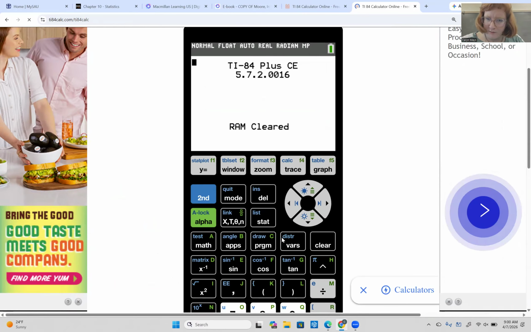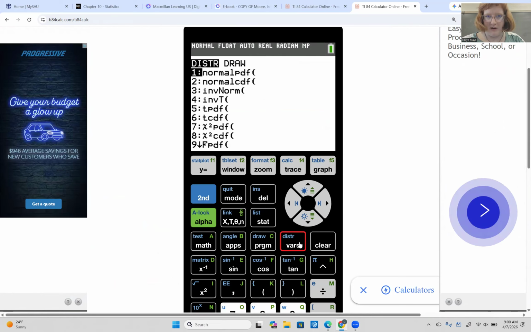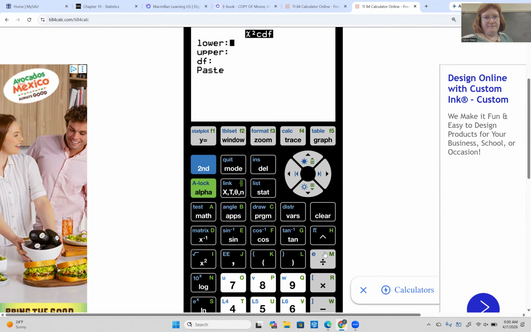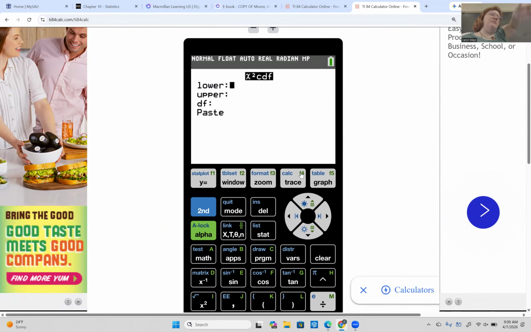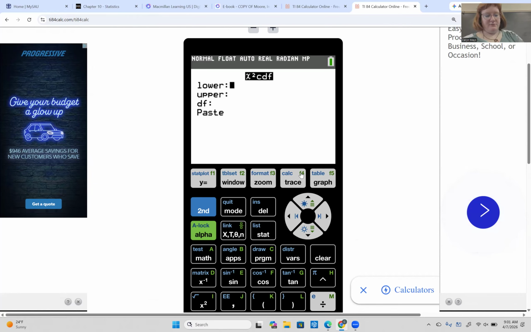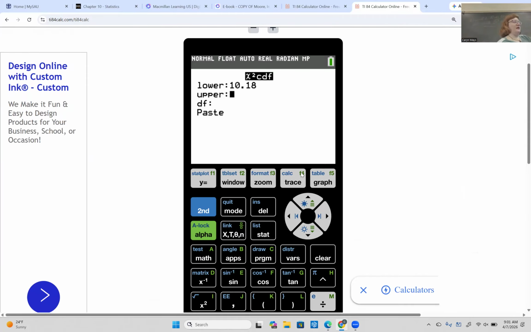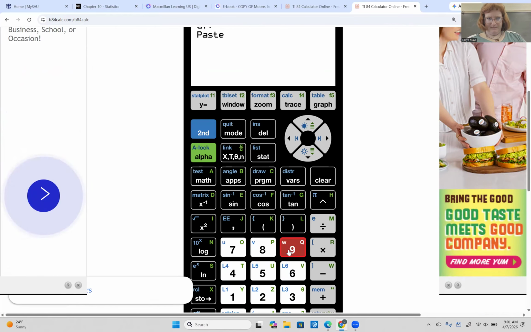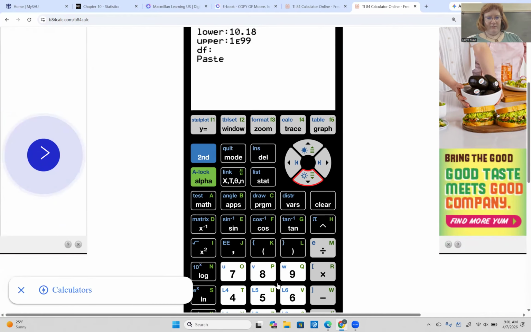Okay, in that same second distribution, we're basically always using the CDF. There is a chi-squared CDF. The lower will be your chi-square statistic, so that 10.18 in our case. Upper, infinity, so 1E99. And degrees of freedom were 5.